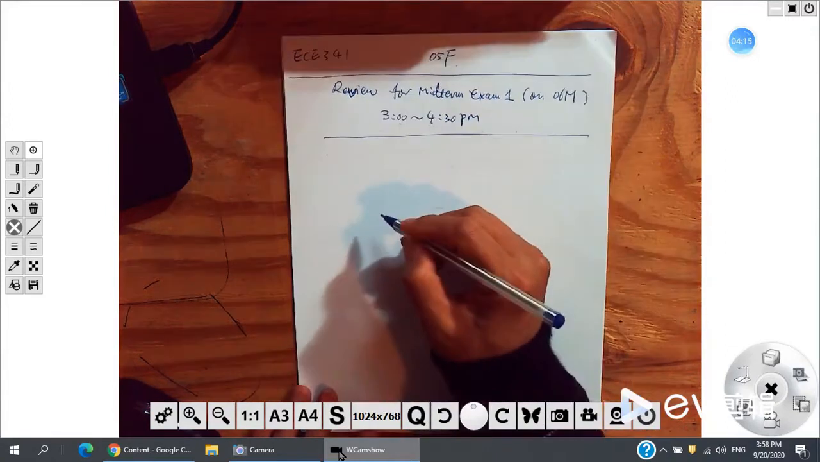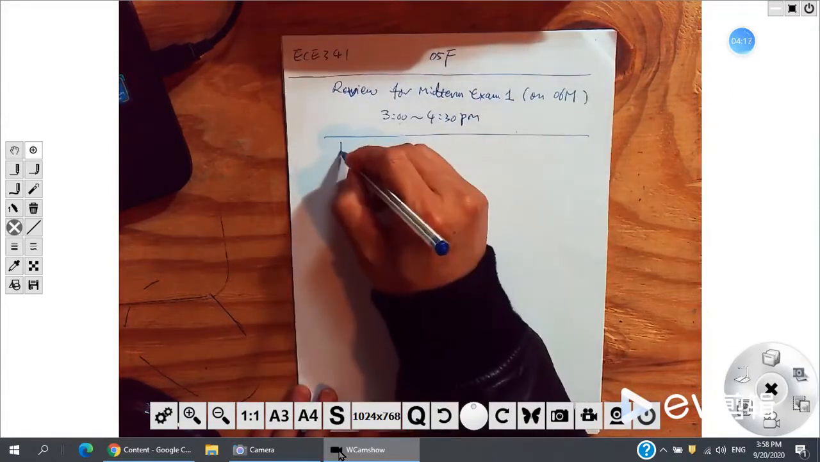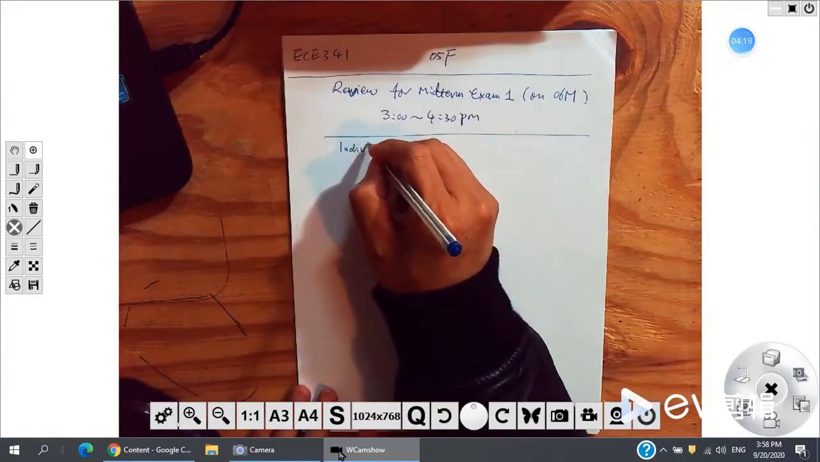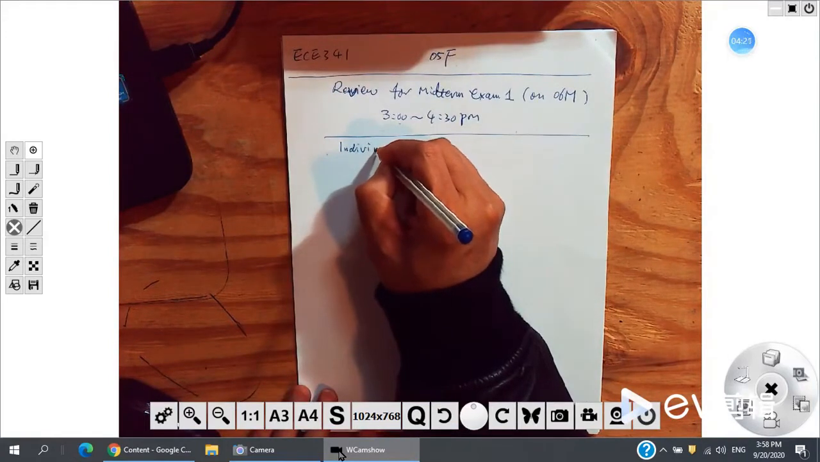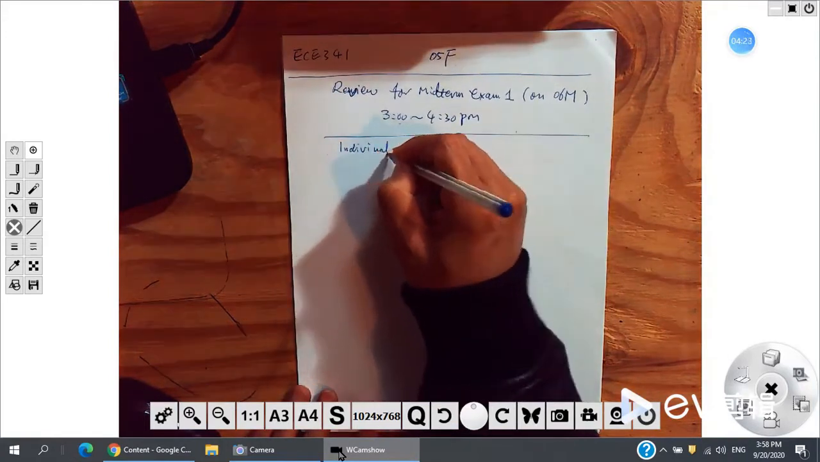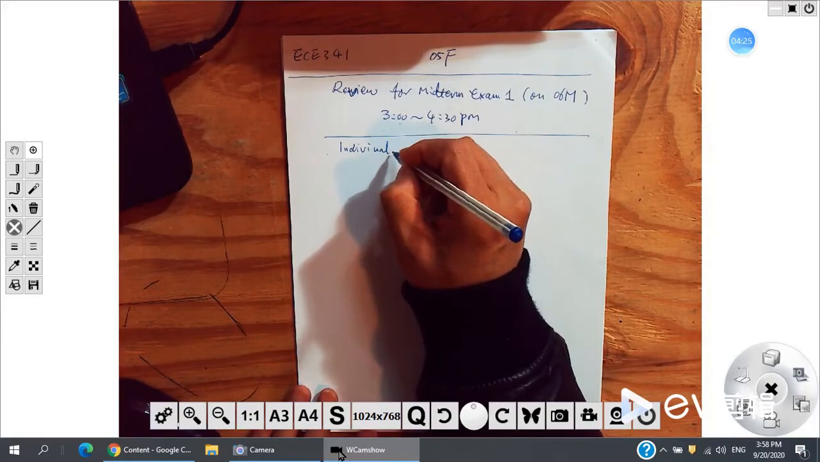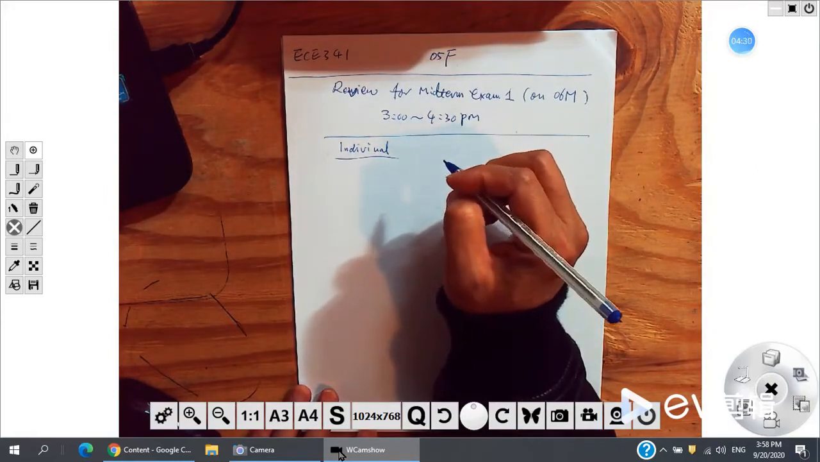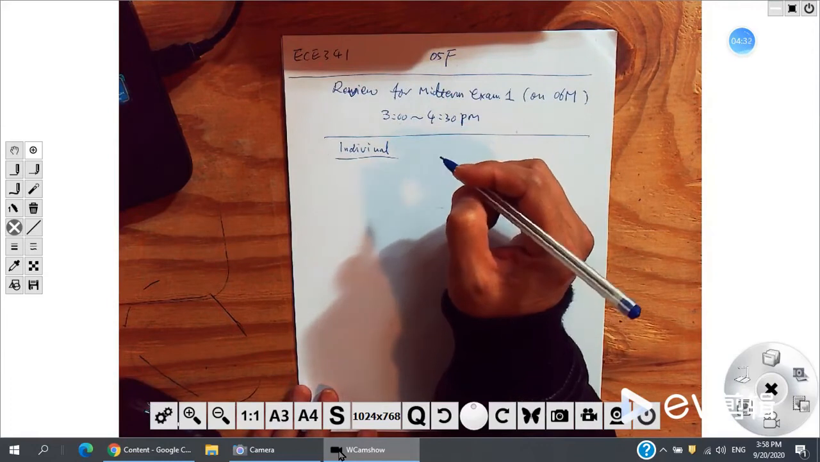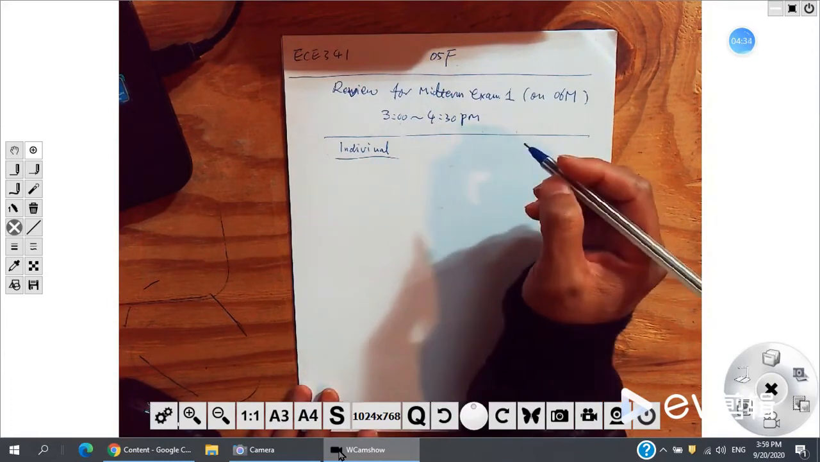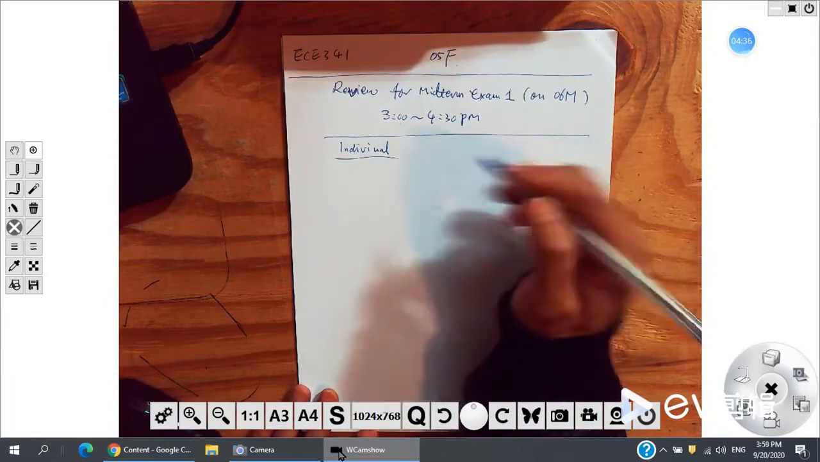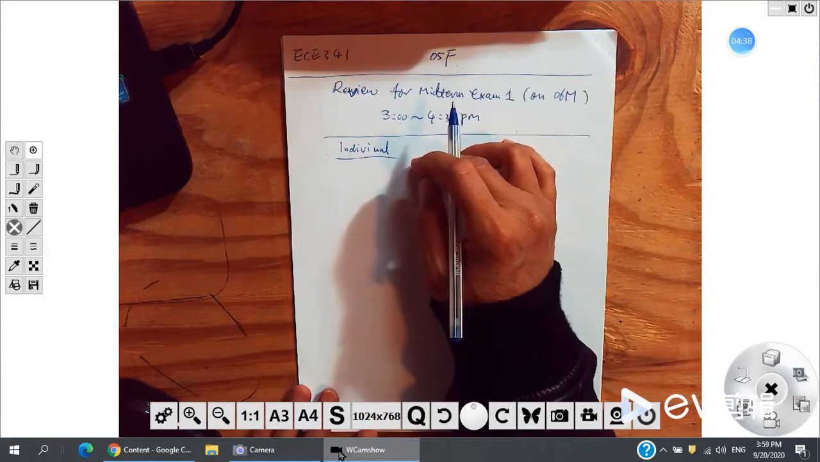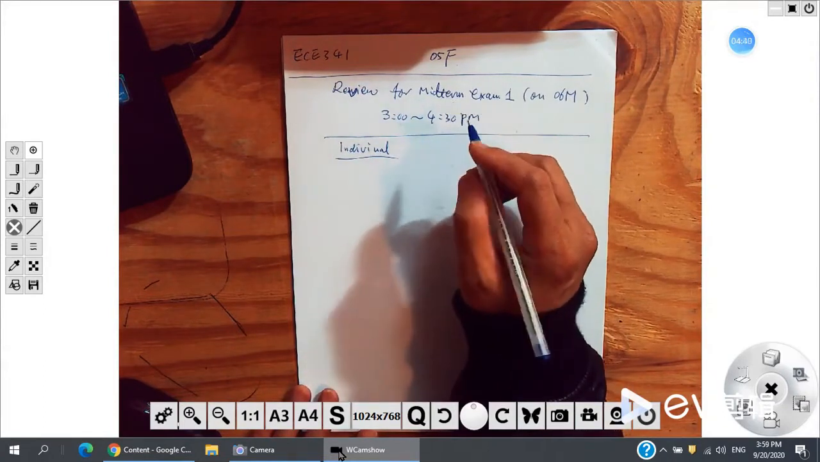And the exam will be individual. Everyone does your own work, not group work. Homework you can work on in small groups, 2 or 3 working together, but this exam you have to work by yourself. Everyone works by yourself.